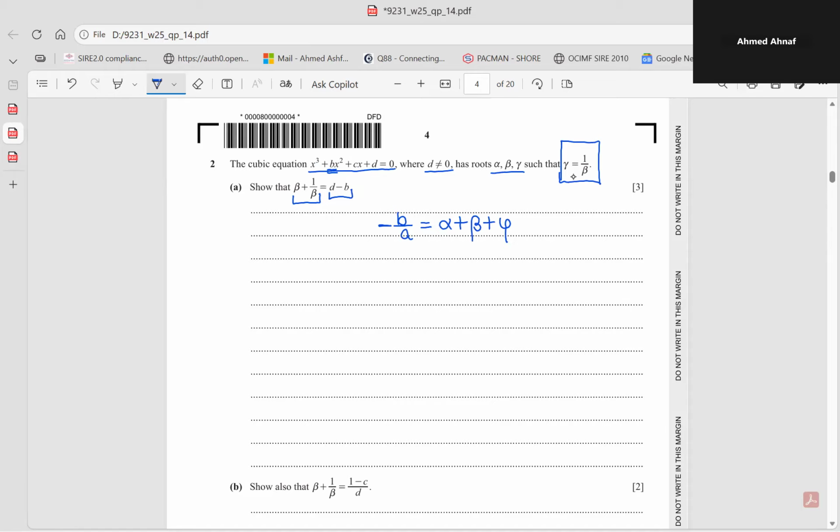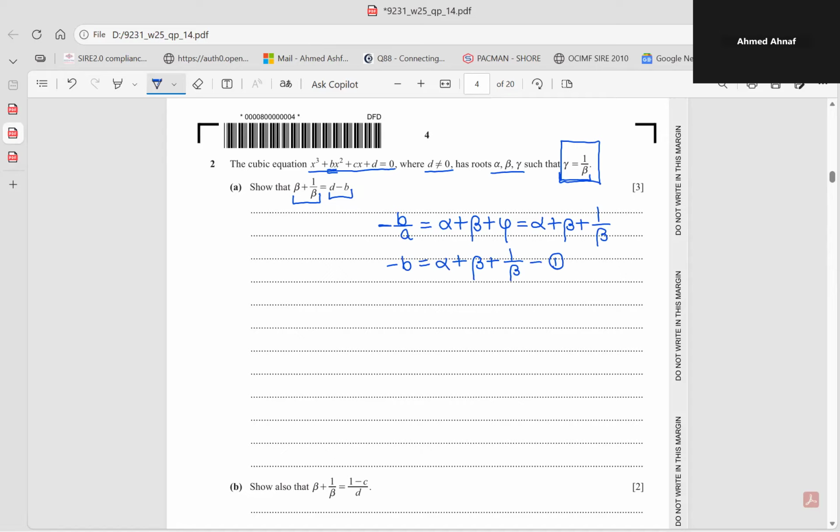And since we have this equation here, gamma equals 1 over beta, this is also equal to alpha plus beta plus 1 over beta. And since our a is just equal to 1, we can just write this as minus b equals alpha plus beta plus 1 over beta. So yeah, this is our first equation.